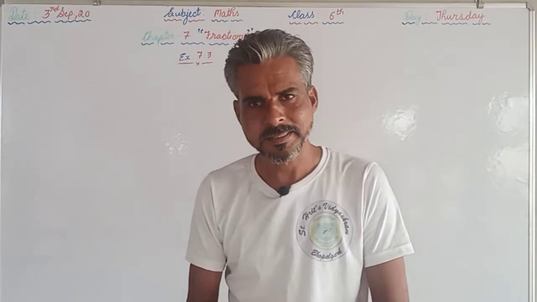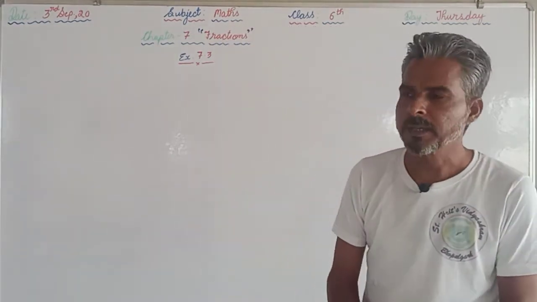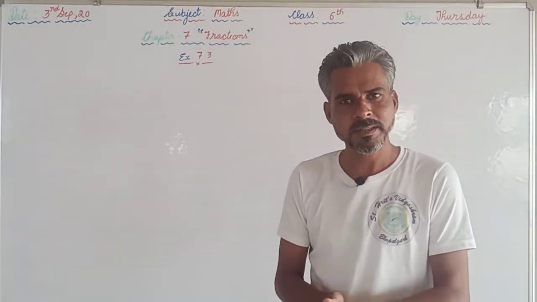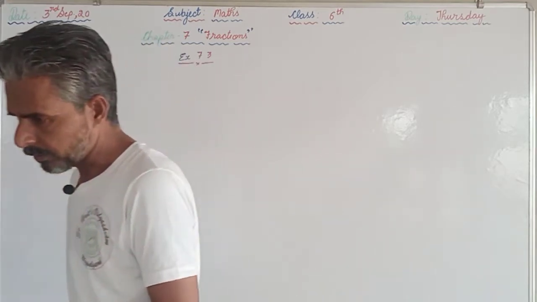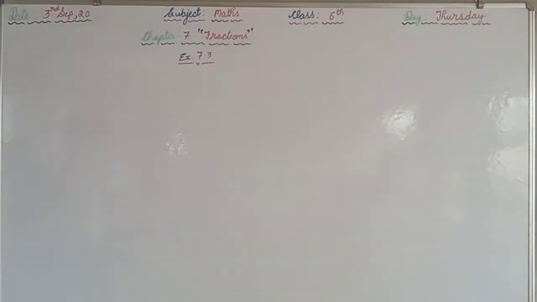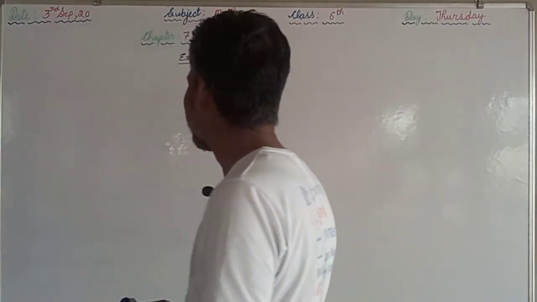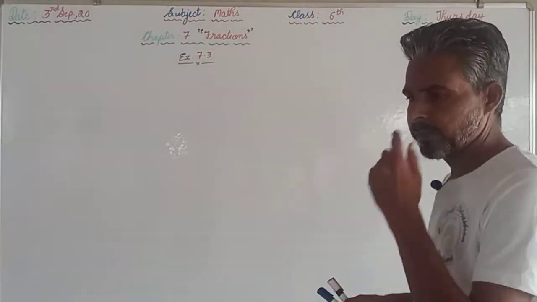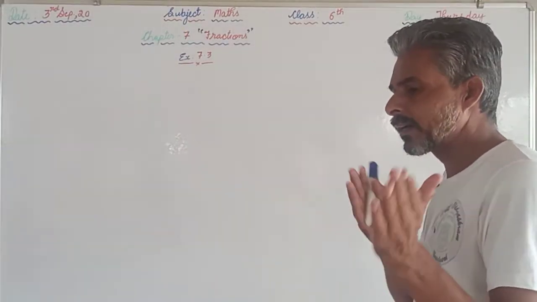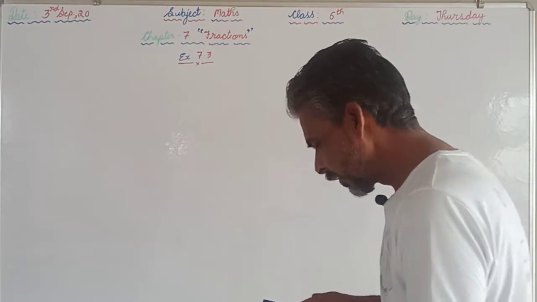This video is for class 6 and the subject is maths, and we are continuing the same chapter, chapter number 7, and the name of the chapter is fractions. So today we will start the new exercise, that is exercise 7.3. In exercise 7.3, first of all, in the starting questions we have to discuss the equivalent fractions.